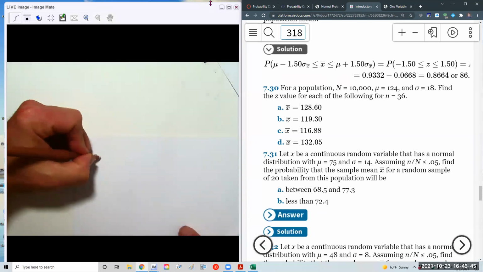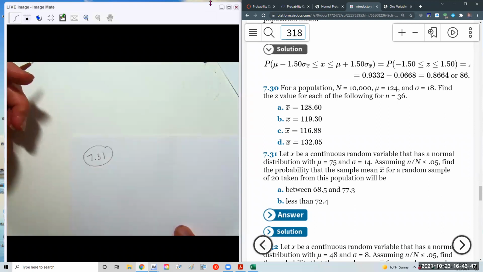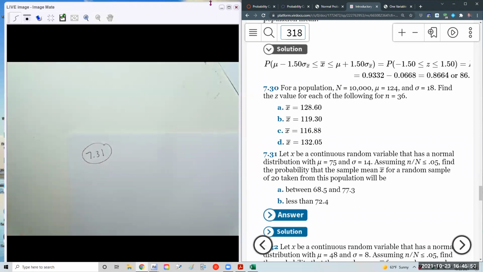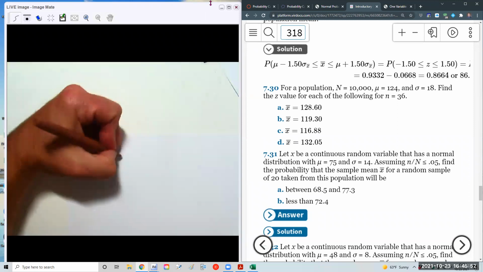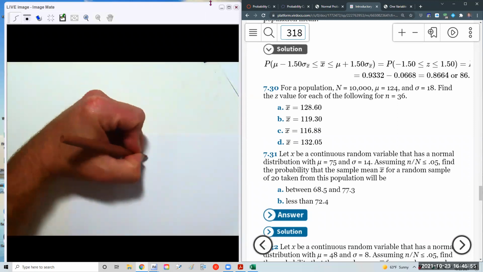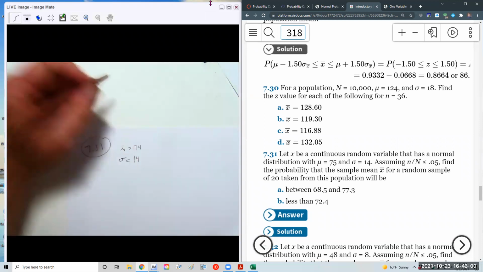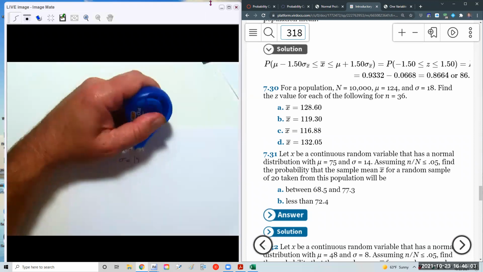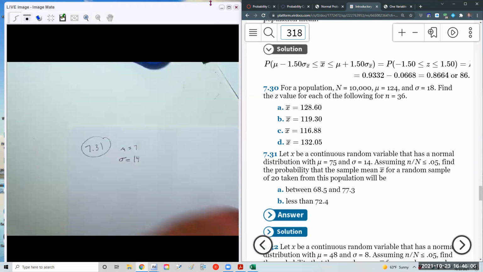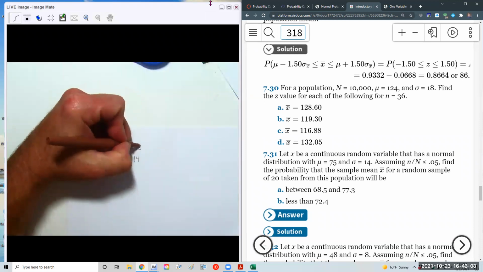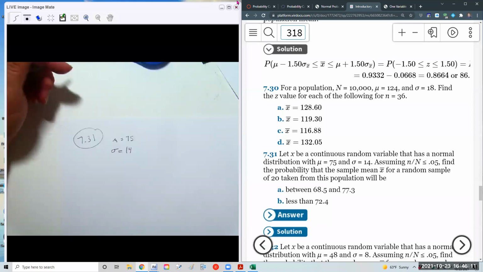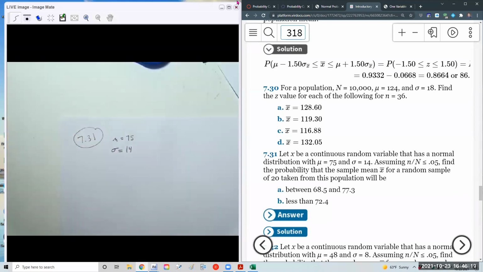And it's 7.31, okay, fine. Let x be a continuous random variable. It has a normal distribution with mu equals 75 and sigma equal 14. Did I write down 75? No, I wrote down 74. Oh boy. Alrighty. Assuming n divided by N is less than 5%, find the probability that the sample mean x bar for a random sample of 20 taken from this population will be A, between that and that.